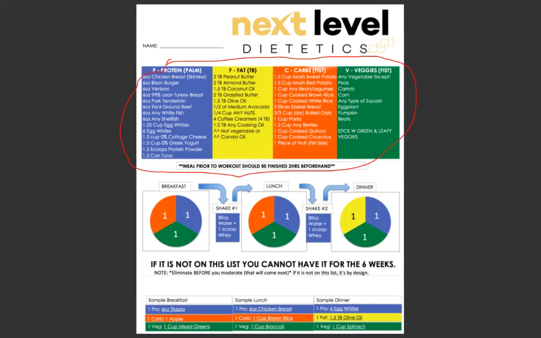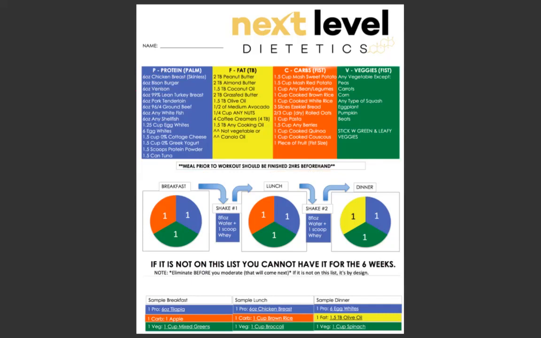So notate that. Now, protein, all the way on your left, is very important. It's always going to be here in blue. Your fats are always going to be in yellow. Your carbohydrates are always going to be here in orange. And then your vegetables are here in green.